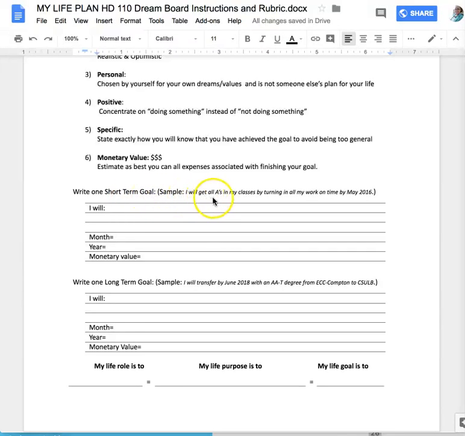I will get all A's in my classes by turning in all my work on time by May 2016 when this form was created. So then it gives you the space to type your short-term goal and the month and the year and the monetary value. Then it states write one long-term goal. And it gives you examples, it gives you the I will space, the month, the year, the monetary value. Then it gives you your space for your life, role, purpose, and goal.